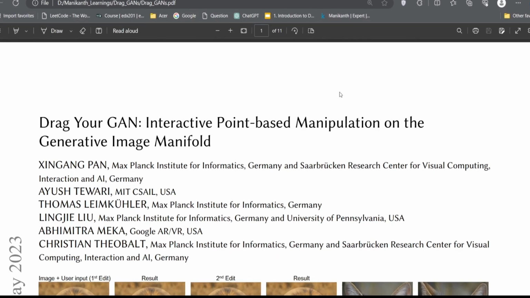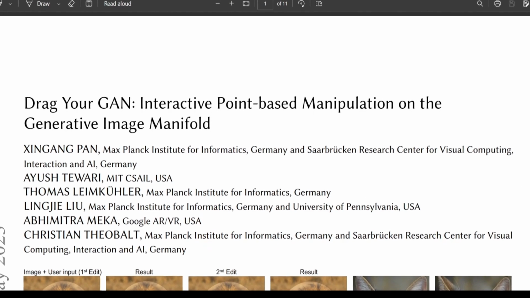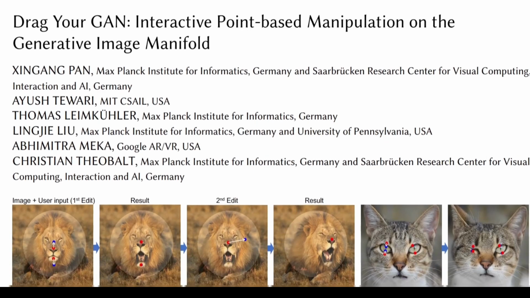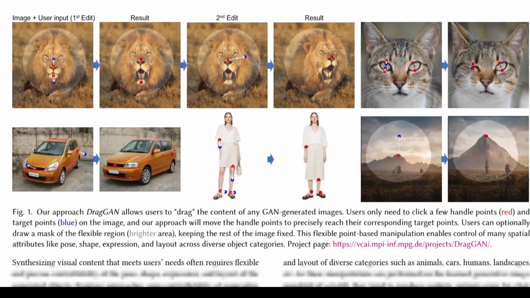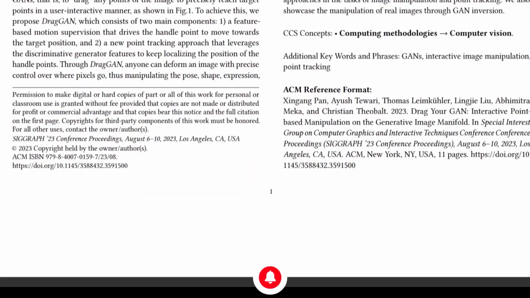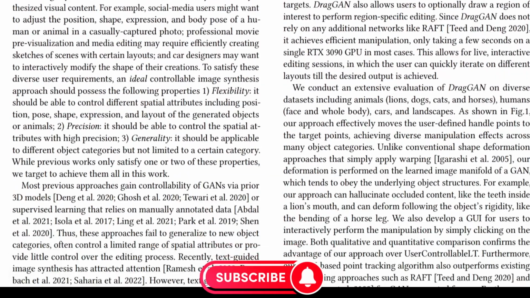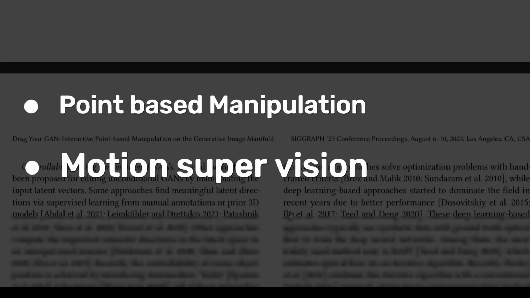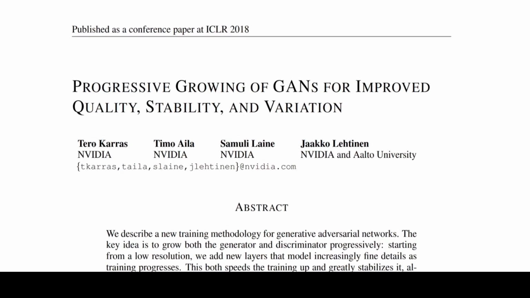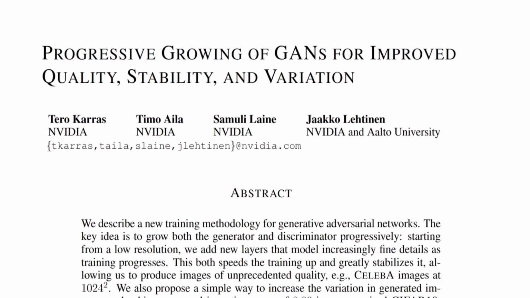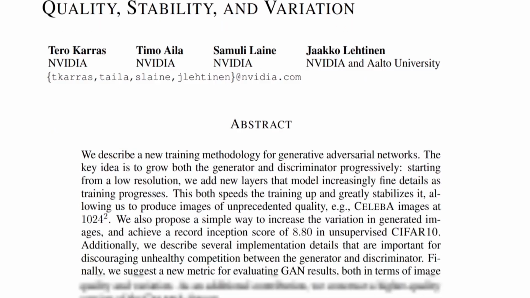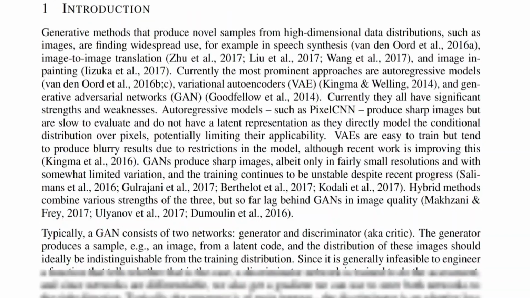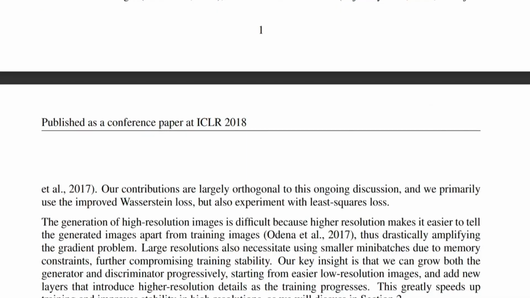Having a basic understanding of how GANs work, now let's go through the DragGAN paper and understand it. In the DragGAN paper, they mention that they are using the following methods: StyleGANs, point-based manipulation, and motion supervision. To understand StyleGANs, first we need to understand progressive growing. Progressive growing of GANs was also implemented by NVIDIA, same as StyleGANs.